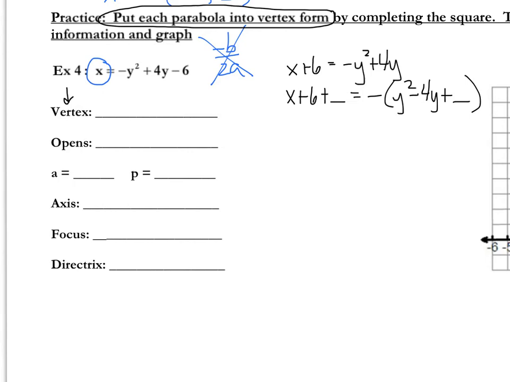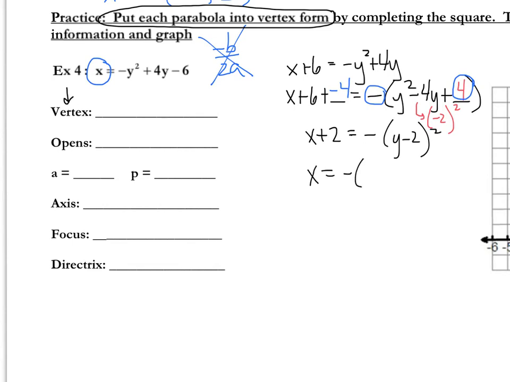So what we're going to do is take half of negative 4, which is negative 2, and square it. That gives us 4. Be very careful adding the same number to both sides. This 4 gets multiplied by this negative 1, which causes me to add a negative 4 to the left-hand side. Okay, so now I have some combining like terms and some factoring to do. So I have x plus 2 on the left equals negative the quantity y minus 2 squared. So now all I have to do is move the 2 over. So I have x equals negative quantity y minus 2 squared minus 2.